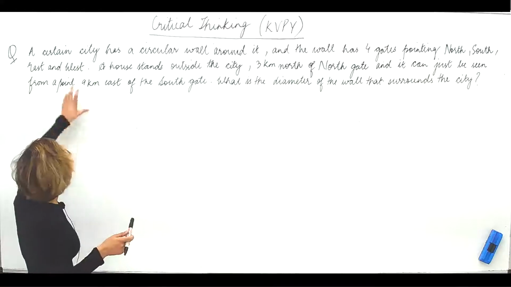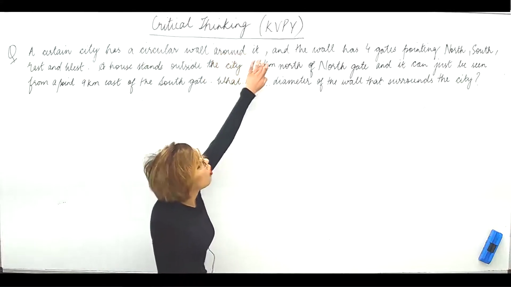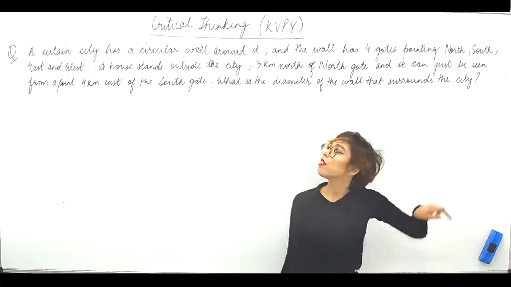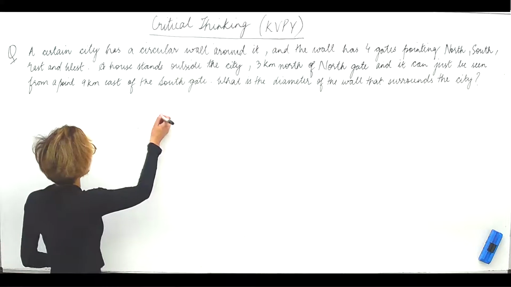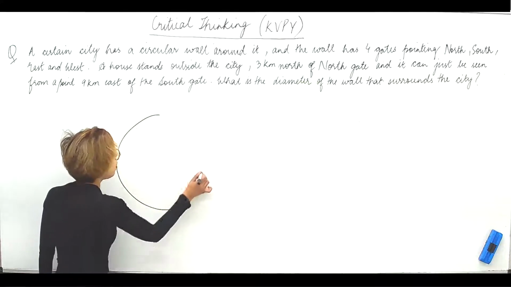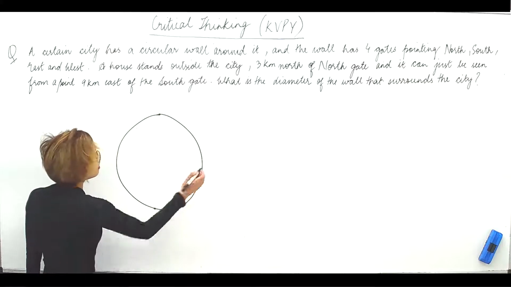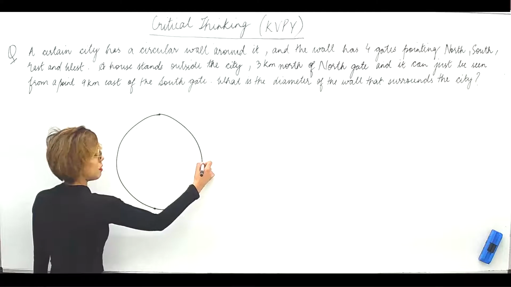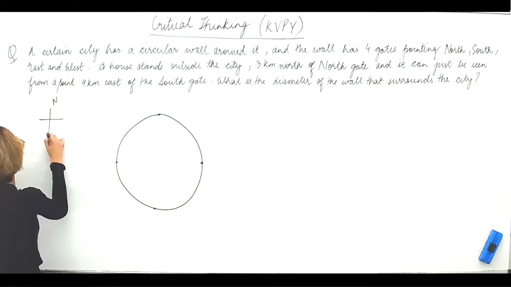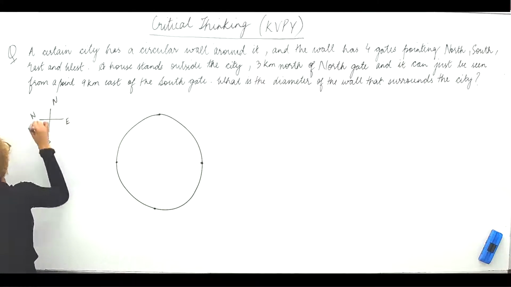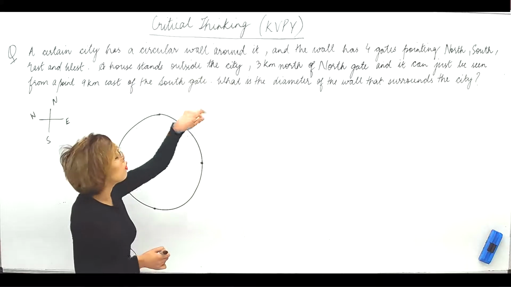Alright, so the next one. A certain city has a circular wall around it, and the wall has 4 gates pointing north, south, east and west. So there is a city with a circular wall around it. Suppose this is my circular wall, and on it, obviously, it is marked north, south, east and west. I will write it down, otherwise I will forget.